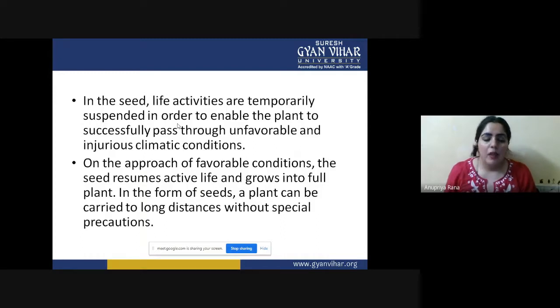So in the form of a seed, a plant can be carried a long distance without special precautions. When a plant is in the form of a seed, it does not need a variety of precautions. It can be carried throughout its life, or you can say a very long distance can be covered, carried inside the seeds.